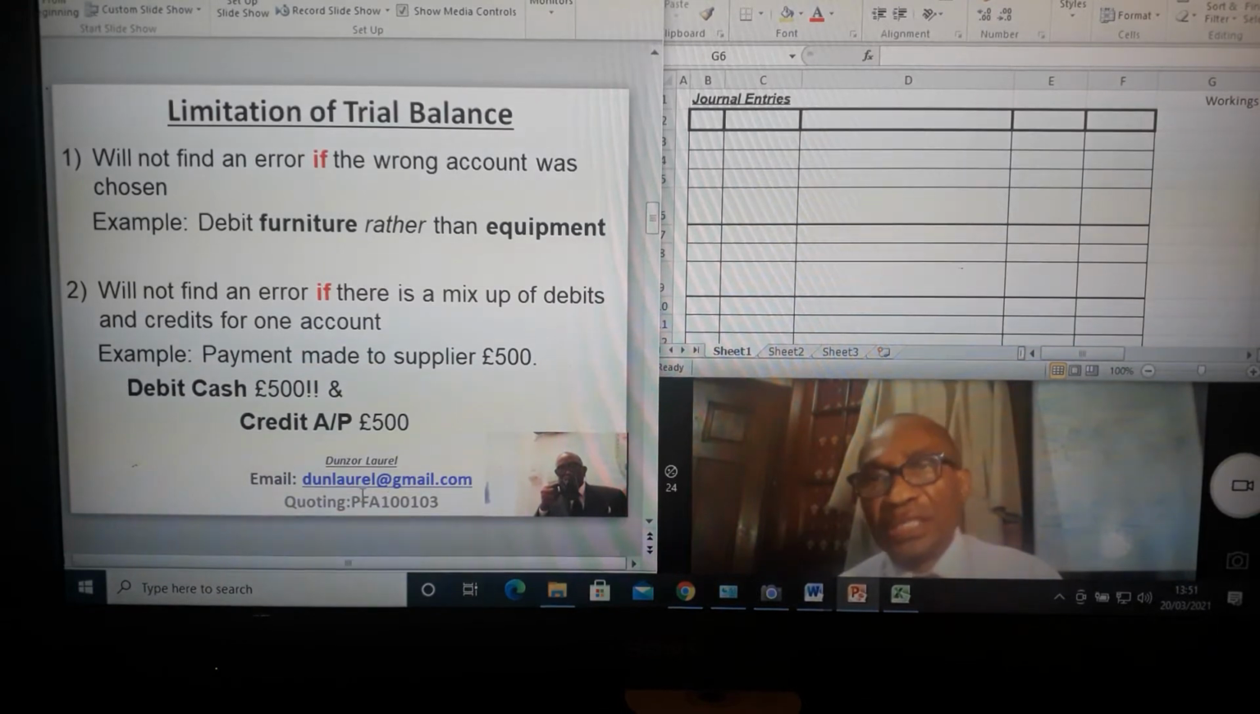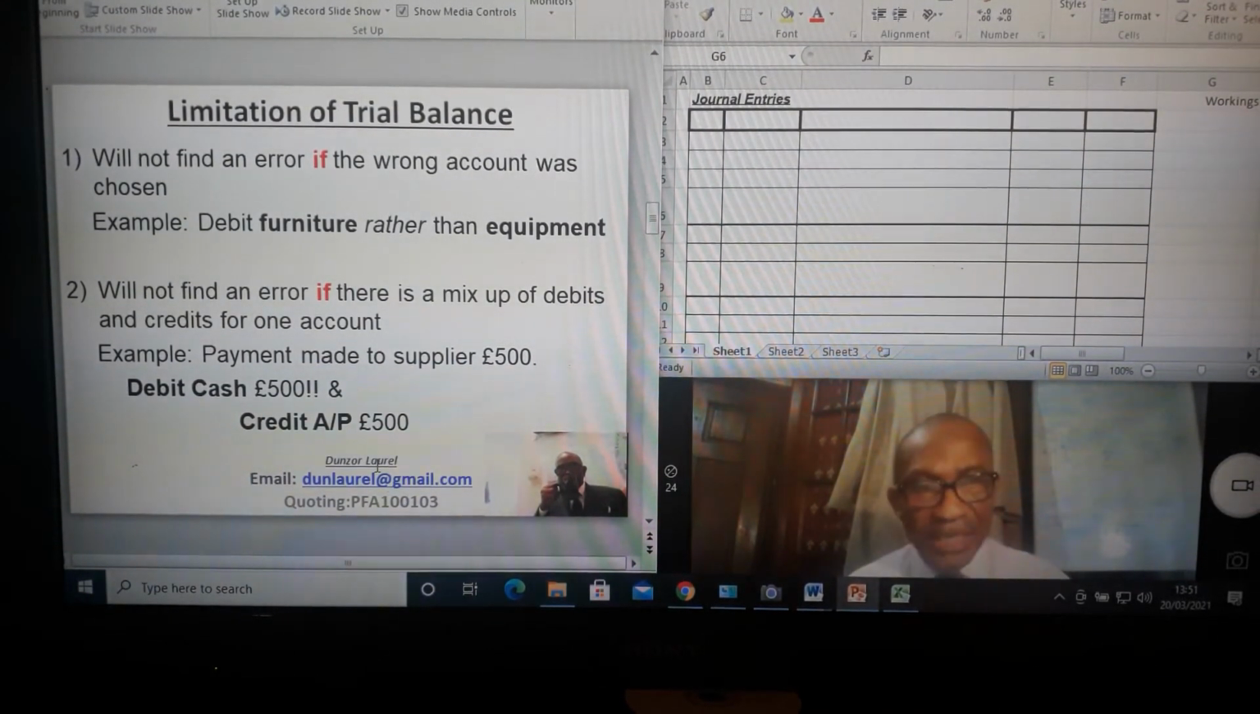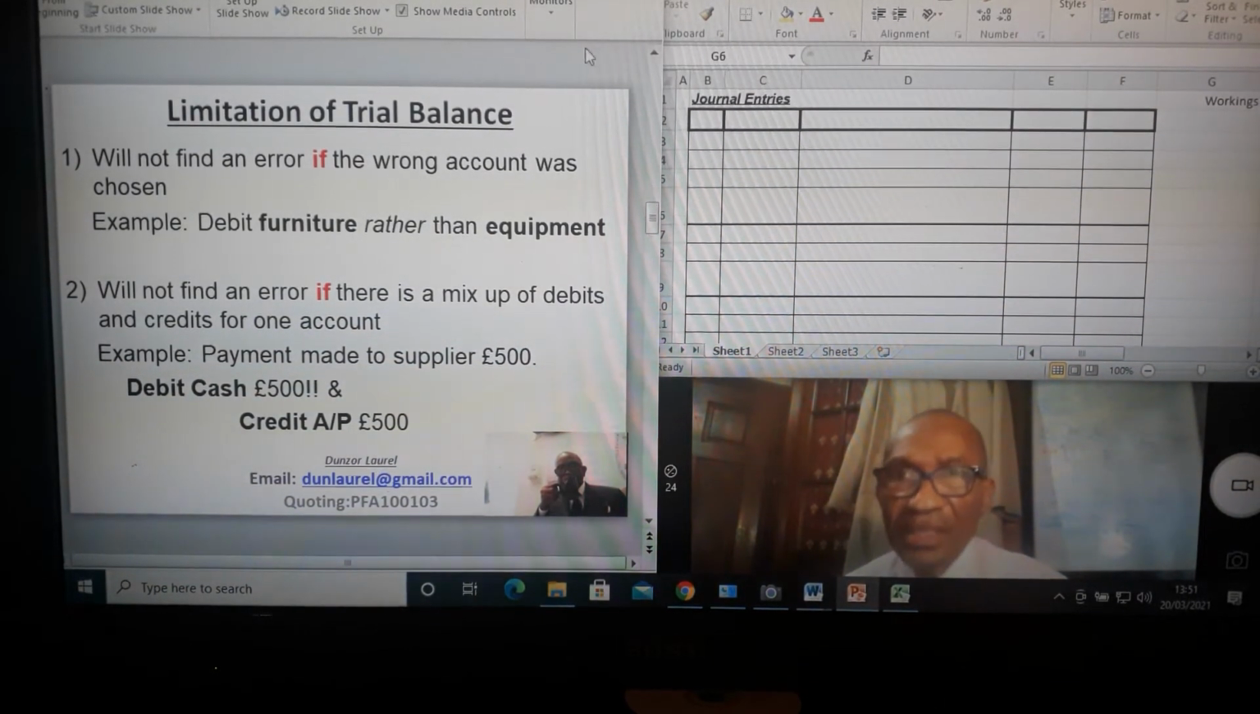So that's wrong. This error will not be detected because the debit and credit have gone through the trial balance. It doesn't matter where they are going to, but so long as they have gone through opposite sides, the trial balance will balance. It is the individual account that will be wrong.